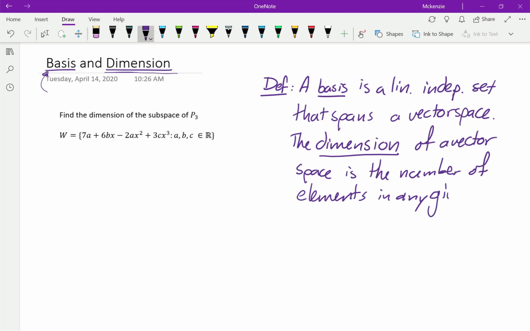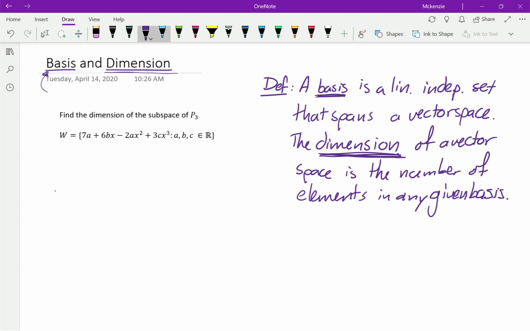Given a basis, I want to very strongly encourage you to take a look at the proofs in the book regarding the existence of the dimension. Because we can't have a dimension if we don't know that every basis is going to have the same number of vectors. That would just make it not well defined.